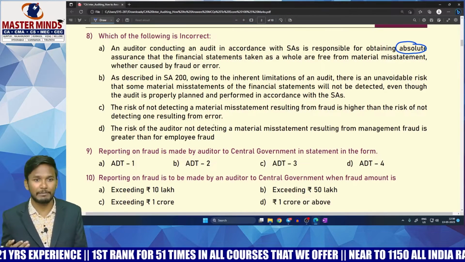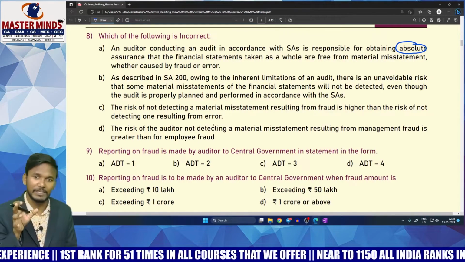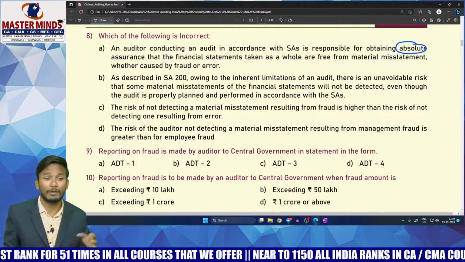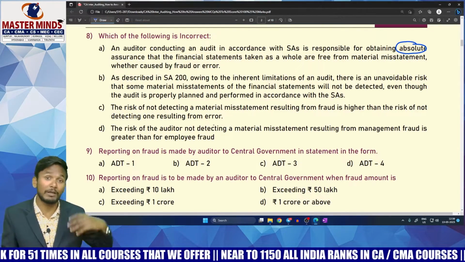Incorrect only? Yes. But let's not jump into a straight away conclusion. Let's read the entire statements. That's why I'm telling. By seeing the first statement itself, we will come to a conclusion that it's wrong. Yes, I understand. But don't jump into a conclusion. Maybe there may be another statement which may be more incorrect.